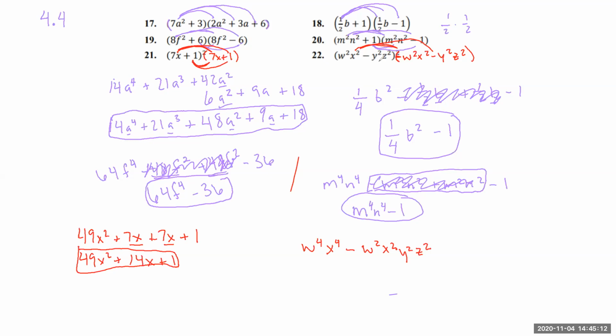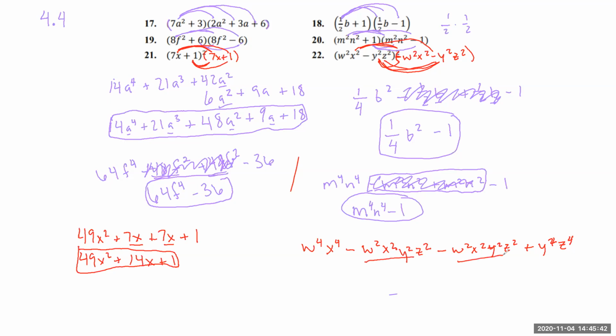And then we're going to go ahead and distribute that second one. So when we do that, we're going to get another negative w squared x squared y squared z squared. And then we're going to multiply the last 2. So it's going to be a positive y to the 4th z to the 4th. There we go. So then we're just going to combine like terms.